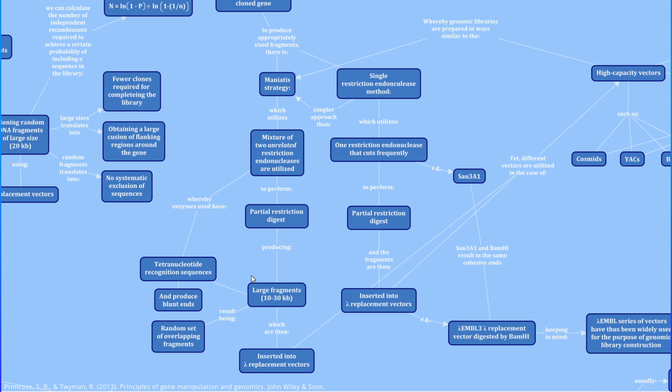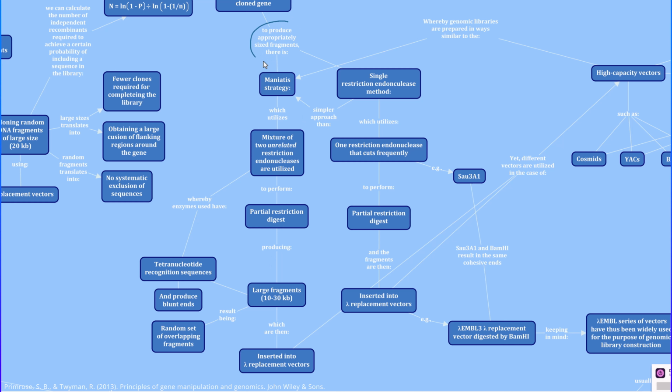So the result of partial restriction digest is that, first of all, you get large fragments. Also, you get a random set of overlapping fragments. In addition, the mixture of two unrelated restriction endonucleases that are utilized are usually such that you have tetranucleotide recognition sequences by those restriction endonucleases. So the restriction endonucleases have tetranucleotide recognition sequences. This leads to large fragments, and they also produce blunt ends.